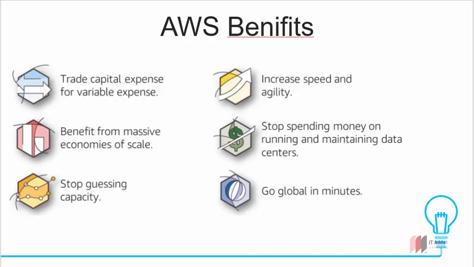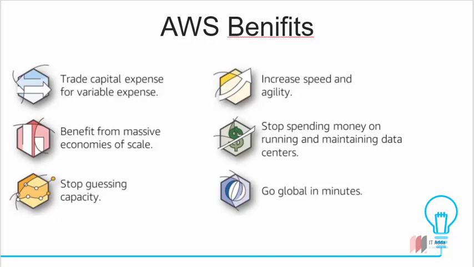Benefit from massive economies of scale. By using cloud computing, you can achieve a lower variable cost than you can get on your own. Because usage from hundreds of thousands of customers is aggregated in the cloud, providers such as Amazon Web Services can achieve higher economies of scale, which translates into lower pay-as-you-go prices. Stop guessing capacity. Eliminate guessing about your infrastructure capacity needs.